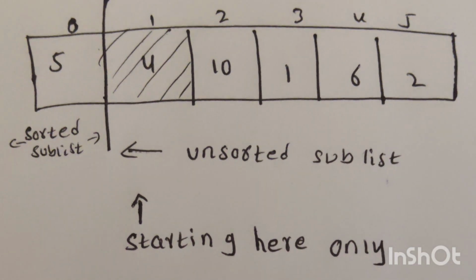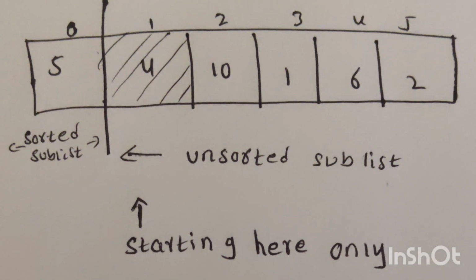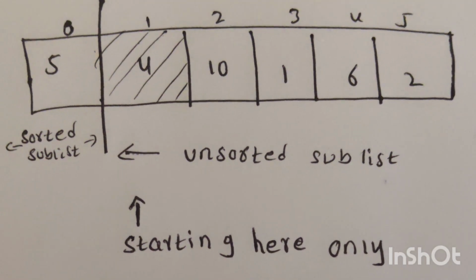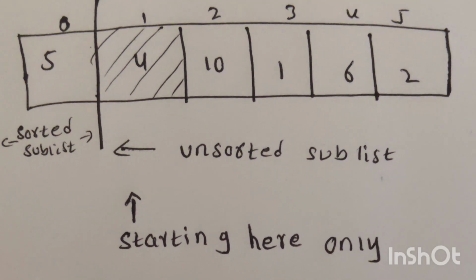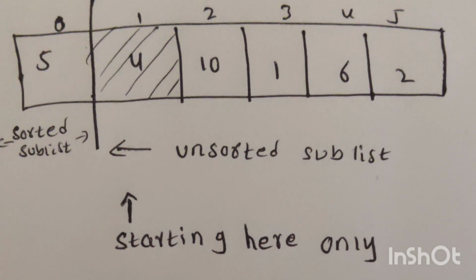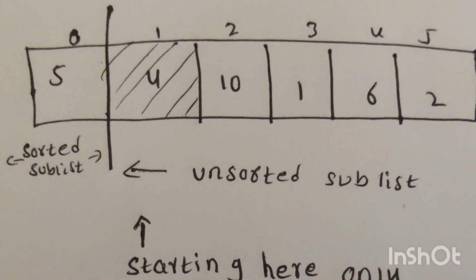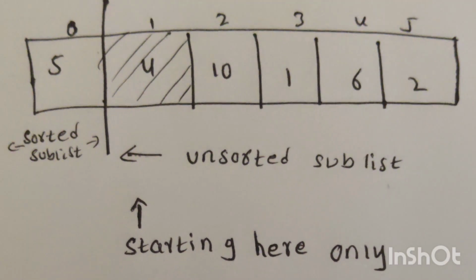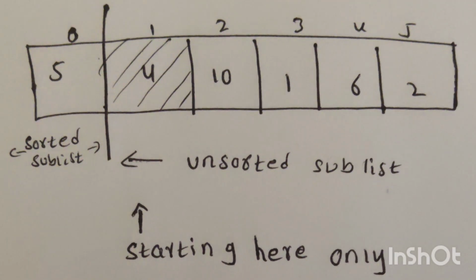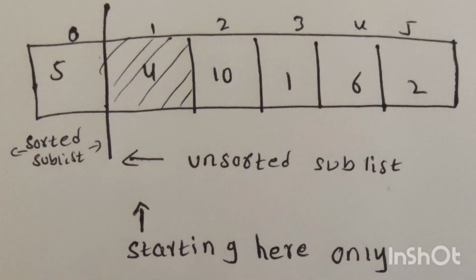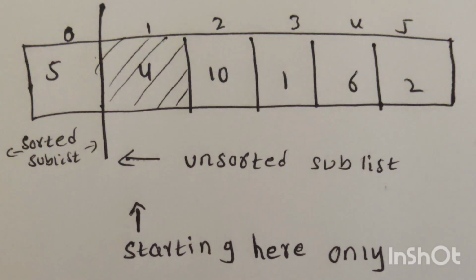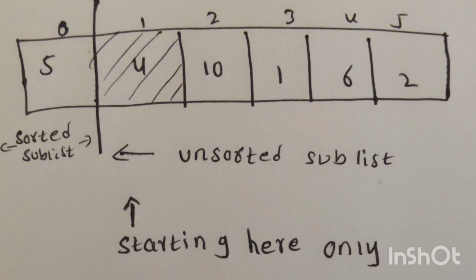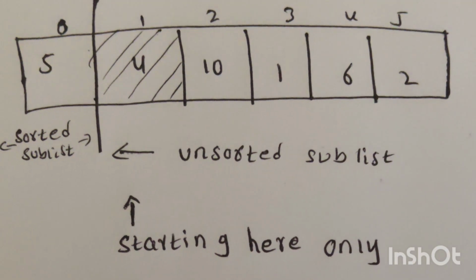One by one we take values from unsorted sublist, and we are going to find the appropriate place for that value in sorted sublist, and then we are going to insert the value in sorted sublist. Fine. Now see, first of all, this is our sorted sublist, this is unsorted sublist. Now we are going to start from here. We are going to trace out this unsorted sublist from starting. So starting of unsorted sublist is from index 1. So the loop would be from 1 to less than n. n is 6, so loop would be from 1 to 5.